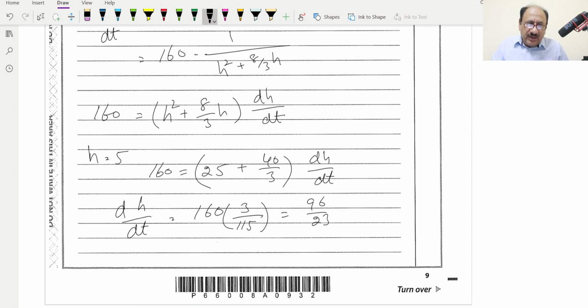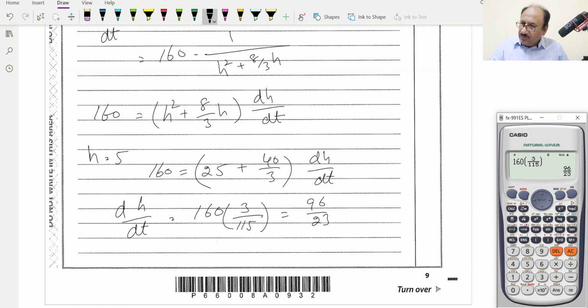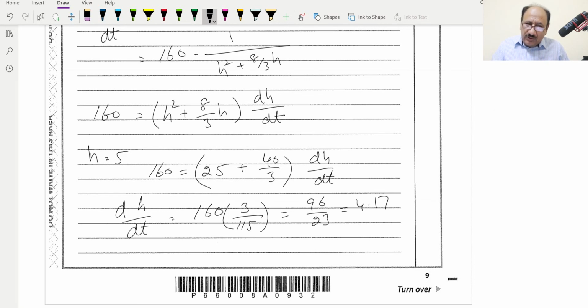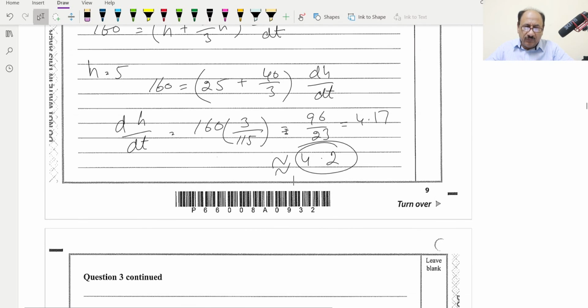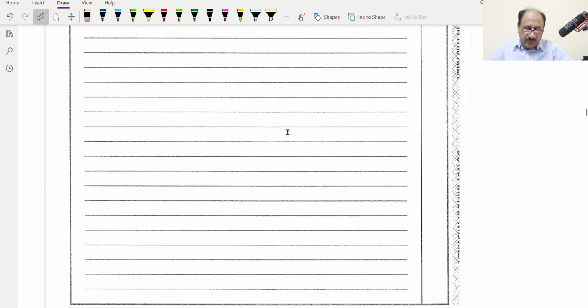This will be the dh over dt value, and dh over dt in decimal will be 4.17, and approximately we can write it as 4.2. This is the value which we were supposed to find. Hopefully you understood this part also.